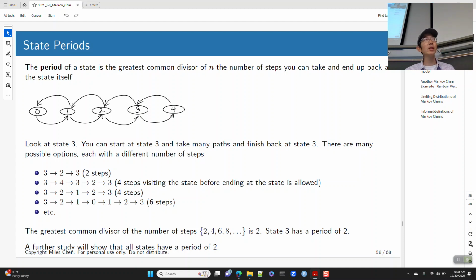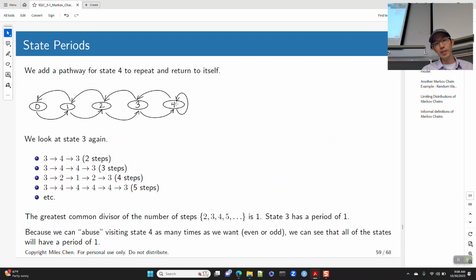And so we would say this chain has a period of 2. Okay, so the greatest common divisor for all of these things is 2. And that's going to be the case for basically all of these steps. And so this chain has a period of 2.